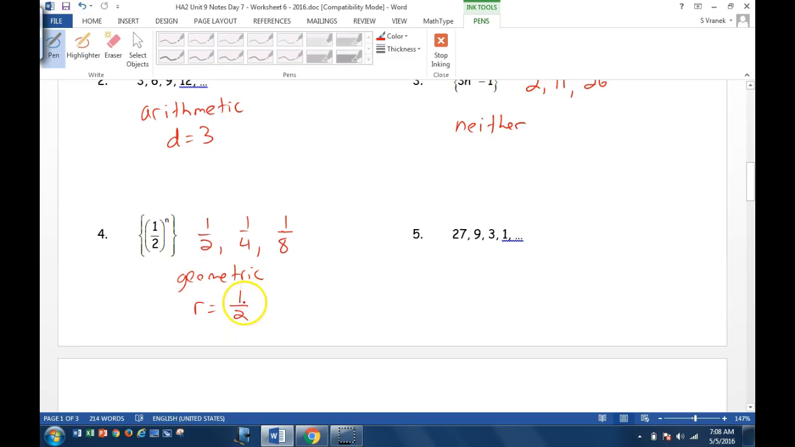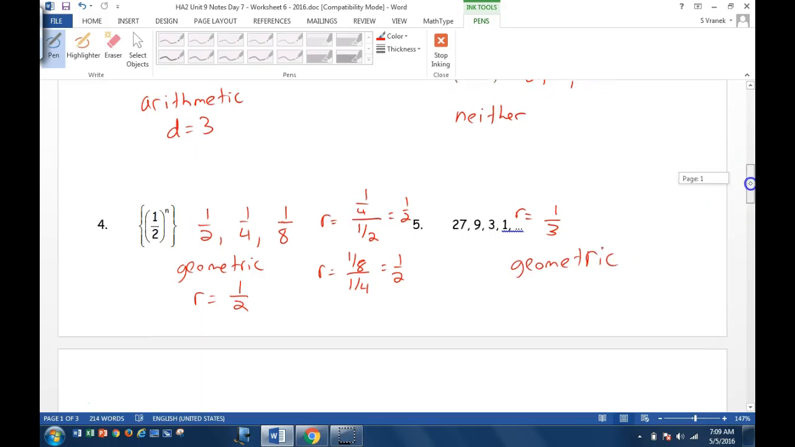Remember, to get the ratio, if you're stuck and you don't know what the ratio is, write out a couple terms. The ratio will be the second term divided by the first term, or the third term divided by the second term. Either way, these both equal 1/2 when you do them. So that's how you can do that. If you don't see what's happening here, although you should be able to see it's being divided by 3, which means it's being multiplied by 1/3. So r equals 1/3, which means, again, this is geometric.